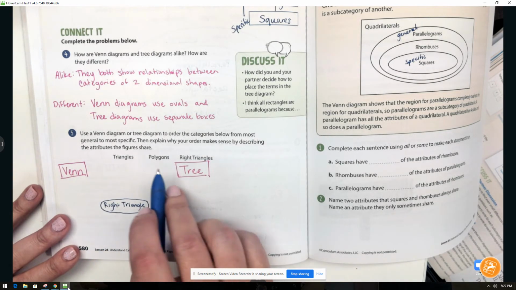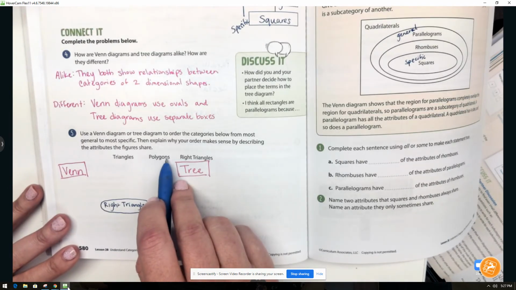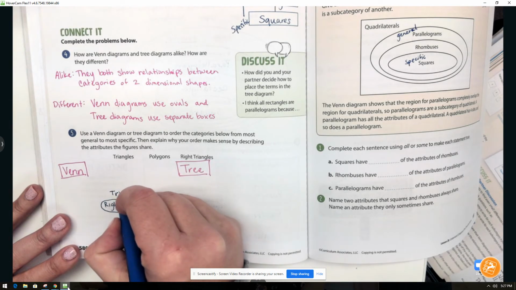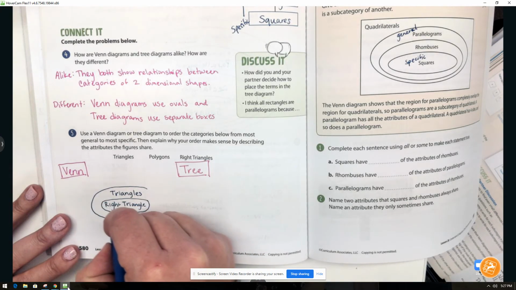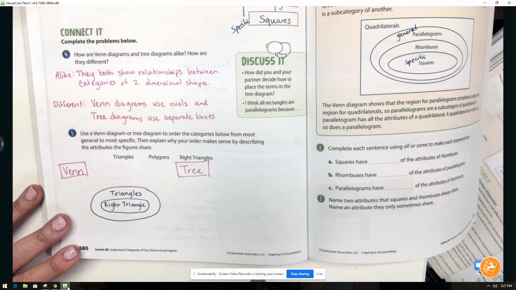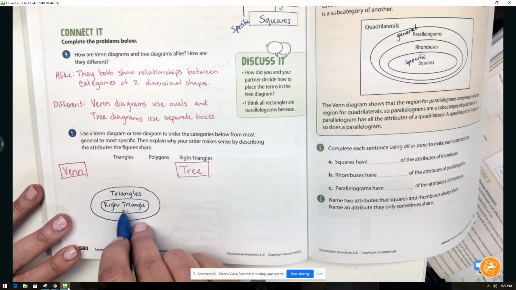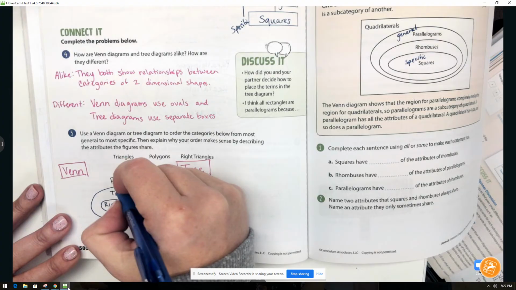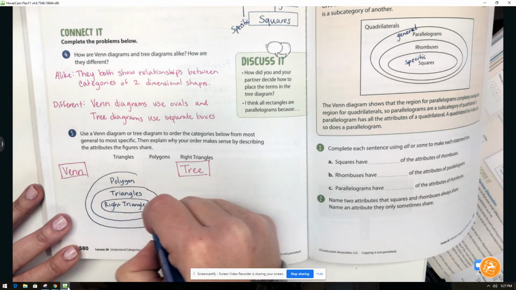Now, what is the next most specific? So would it be triangles or polygons? That's right, it would be triangles. So we're going to write the word triangles, and then we're going to draw an oval all the way around that shape, because all right triangles are also triangles, but not all triangles are right triangles. Finally, we're going to put polygon on the outside of that, because polygons is the most general.